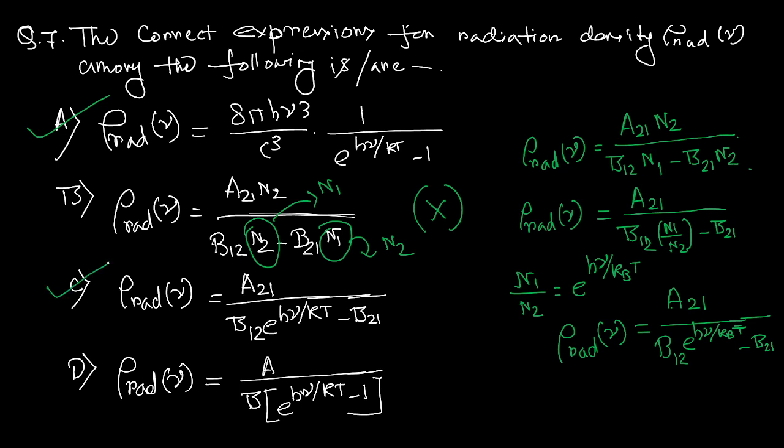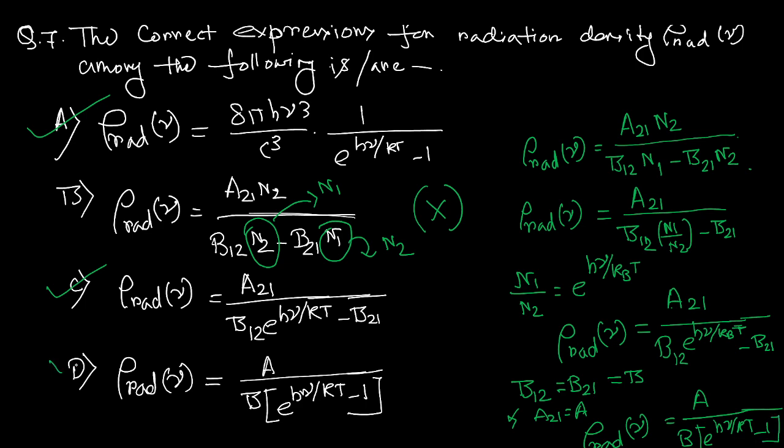Now what he says? Okay. Same equation, if we take B12 is equal to B21 equal to B and A21 as A, we can write it like that. B will be common, e to the power h nu by kT minus 1. These three are the correct options of question number 7. Now, something more interesting is coming.